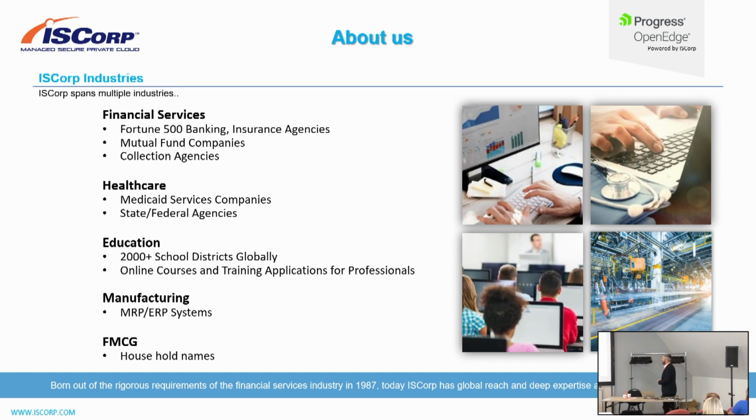Healthcare, obviously there's lots of rules and regulations around healthcare and especially around data. So we've got HIPAA license for healthcare. Education, 2,000 plus school districts globally, that's nearly 2,500 now actually, globally. Online courses, training, applications for professionals.